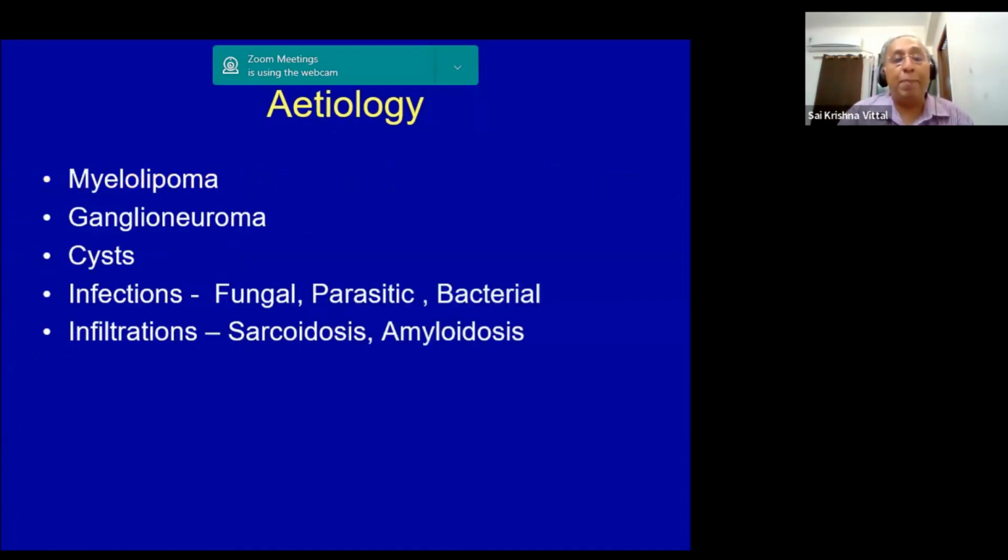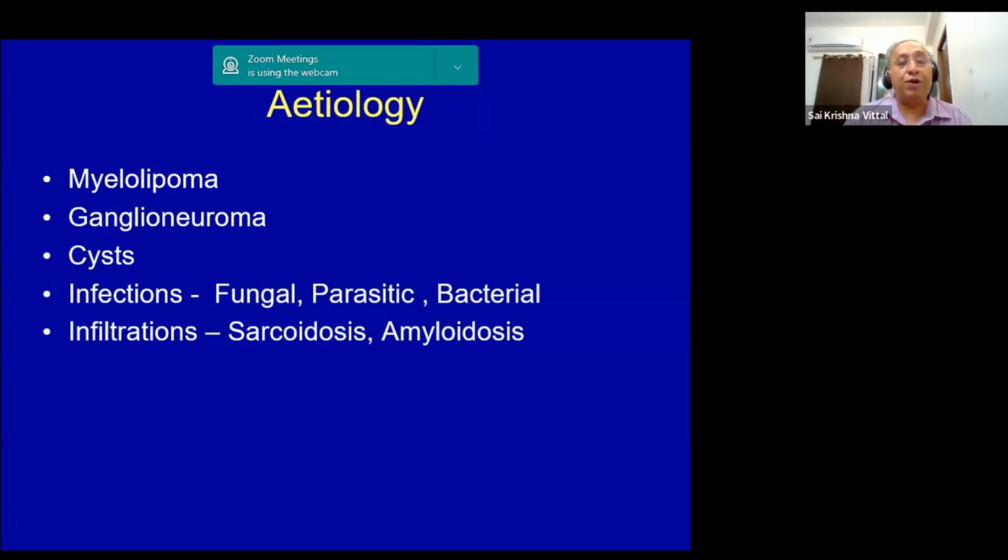You have the myelolipomas, ganglioneuromas, cysts, and infections like fungal. These are uncommon or rare. Fungal infection examples would be blastomycosis, coccidioidomycosis, and histoplasmosis. Parasitic, of course, you have hydatid. Bacterial, you should think about TB. Syphilis is very uncommon these days.